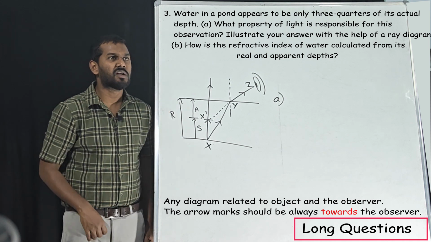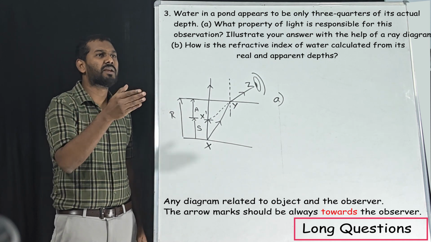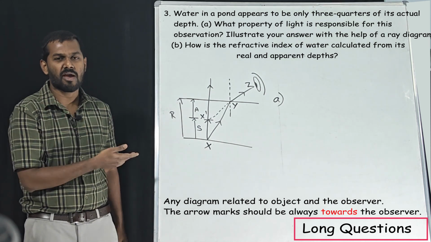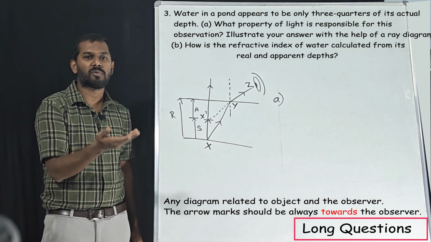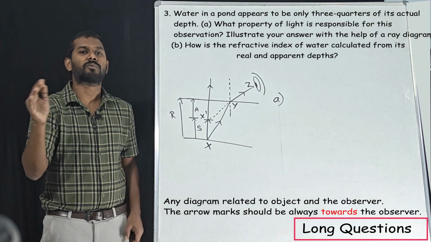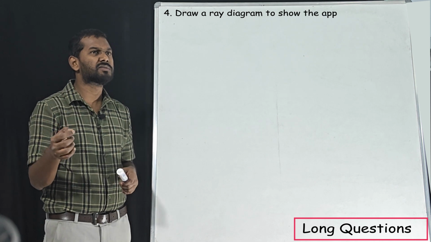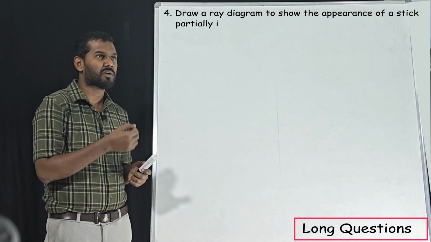So this is the explanation. Then how is the refractive index of water calculated from real depth and apparent depth? This is what we have learnt in the first question. This is the formula: refractive index is equal to real depth by apparent depth. That's it. Our next question: draw a ray diagram to show the appearance of a stick partially immersed in water.